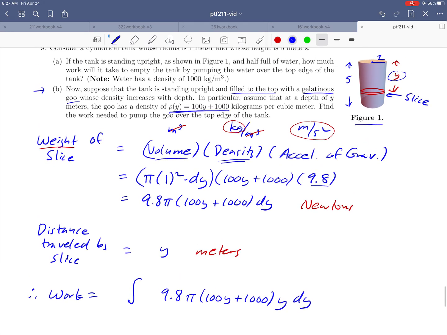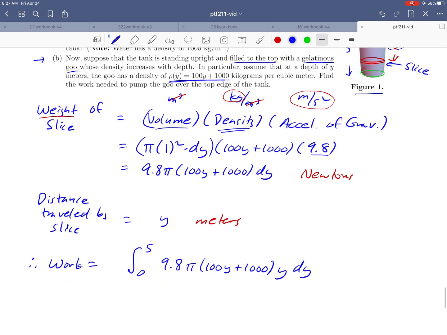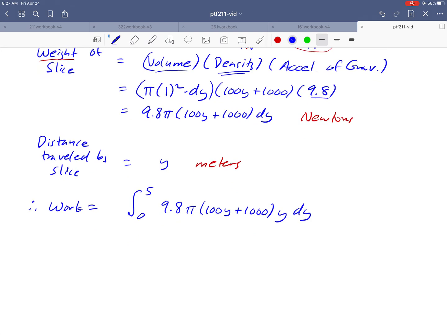If you look back at the picture for a minute here, this time the tank is full, and so the range of distances that we could get starts at 0. That slice at the top doesn't need to move at all, and then at the very bottom, that slice has to move the entire 5. So our range of distance is just going to be 0 to 5 in this case. And we just need to calculate that integral, and we'll be done.